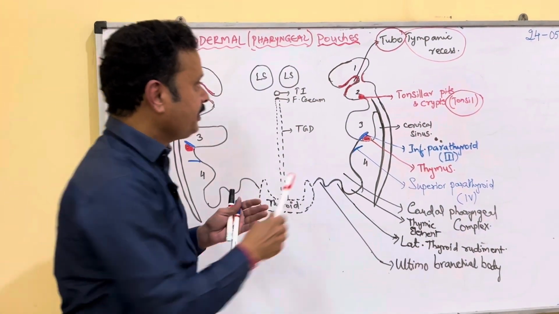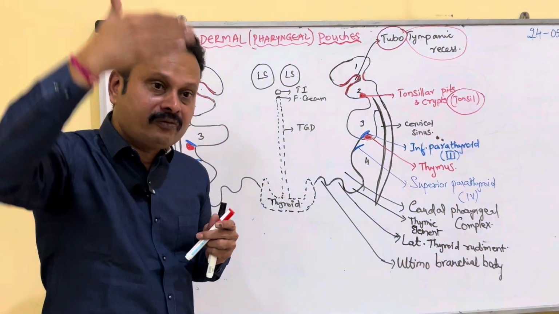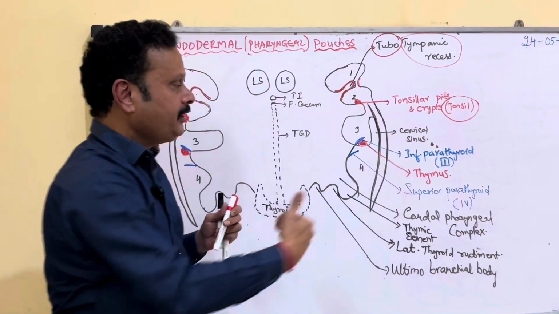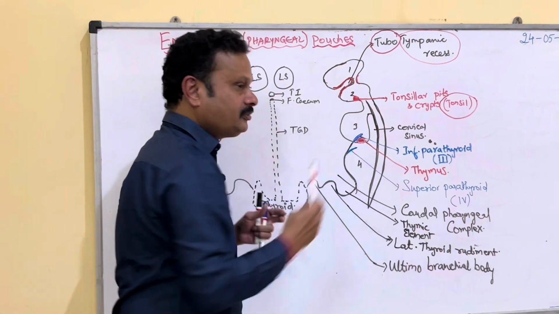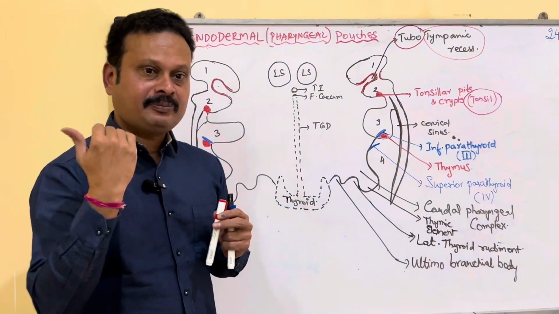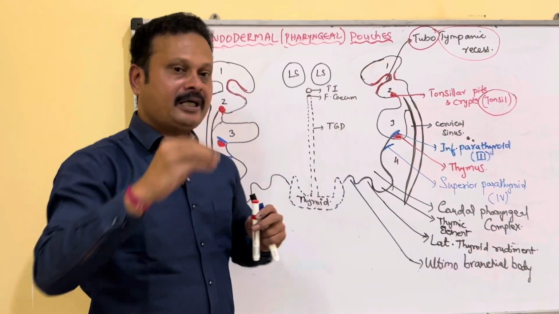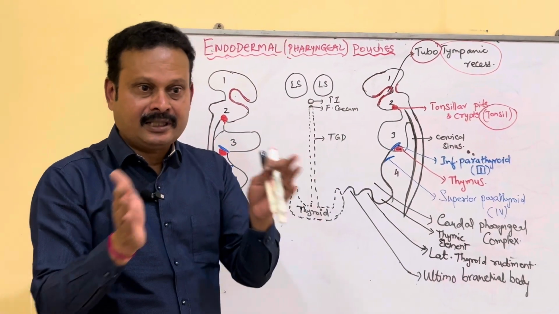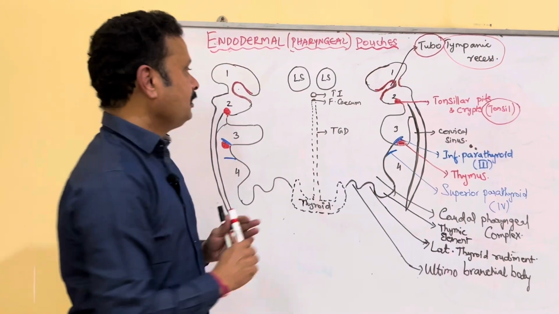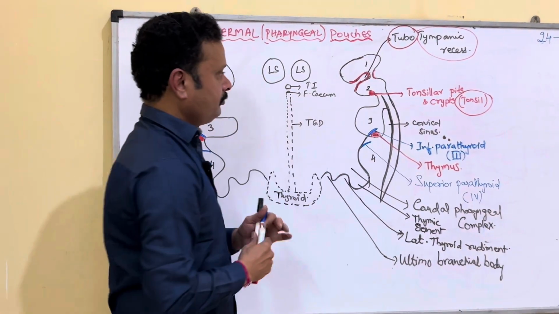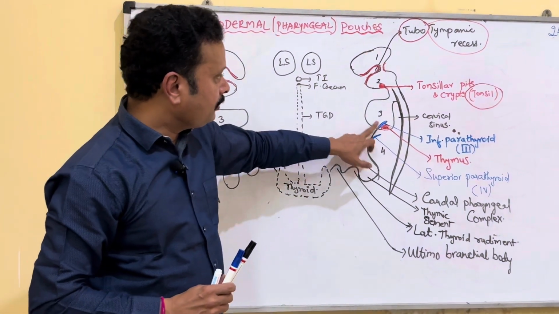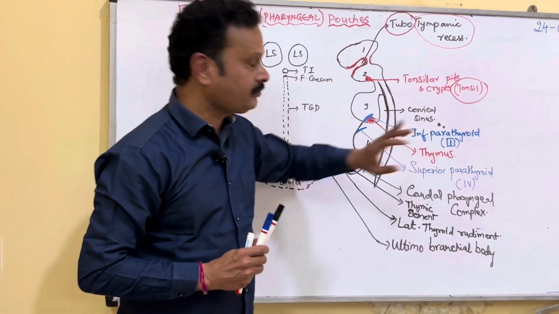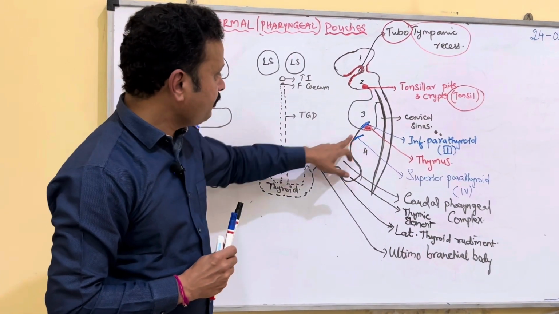While doing that, it drags the inferior parathyroid along with it, and the descent will happen in such a way that when it comes to the lower pole of the dorsal aspect of the thyroid gland, the inferior parathyroid gland settles. Subsequently, it loses its connection with the thymus and the thymus further descends downwards. Okay, so the third pharyngeal pouch, dorsal aspect will give rise to the inferior parathyroid and the ventral aspect will give rise to the thymus.